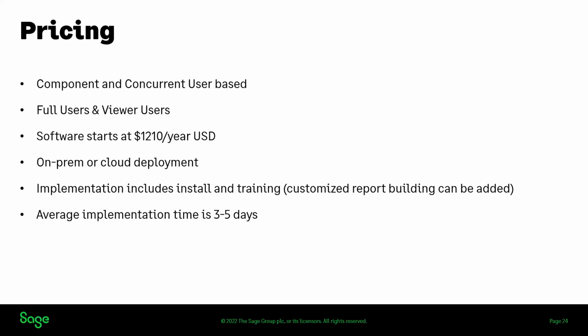When I talk about the components, the first component of SEI, we call it the SEI server. It includes 1 full user of the software. Of course, all of the templates and integration that we deliver for your specific ERP, and that starts at $12.10 per year USD. So it's a pretty low cost point of entry for the solution to get started. And of course, you can add users and viewers and different components at any time. It's very easy to do that.